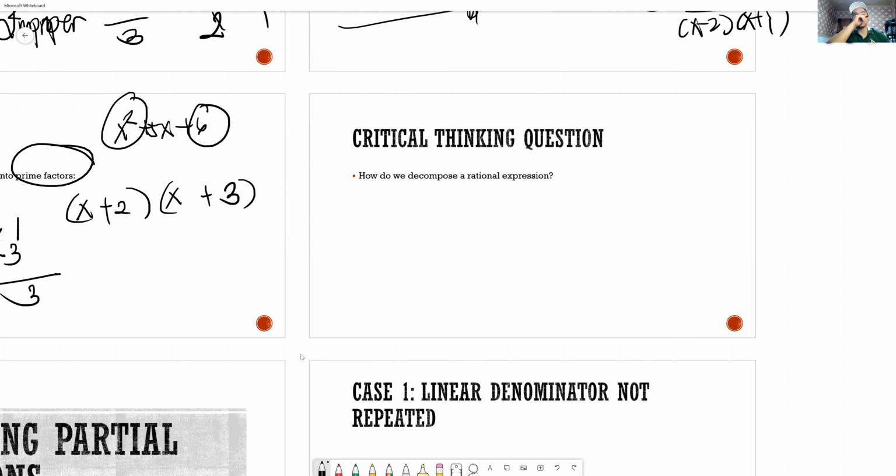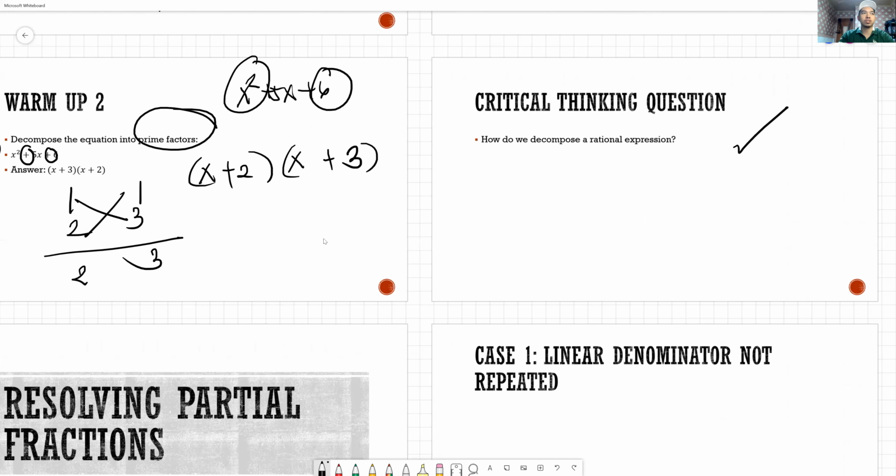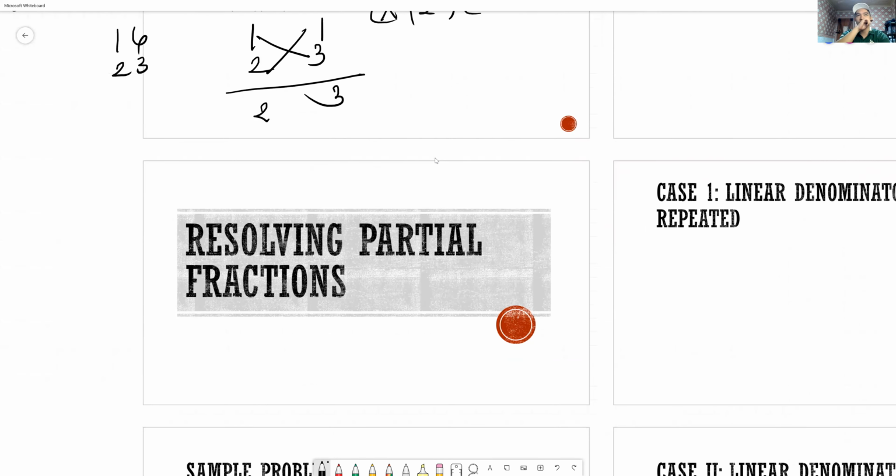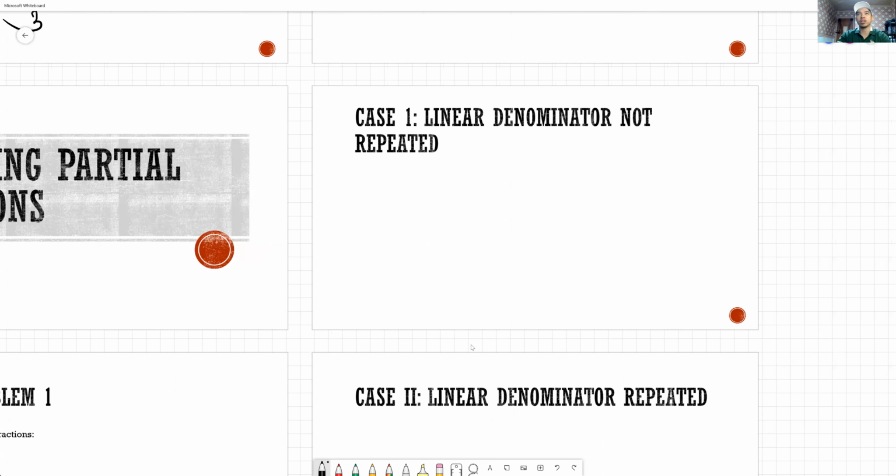Okay, we have here a critical thinking question. How do we decompose a rational expression? That is the agenda of our discussion for this session: resolving partial fractions. So how do we resolve partial fractions? We have here 4 cases.